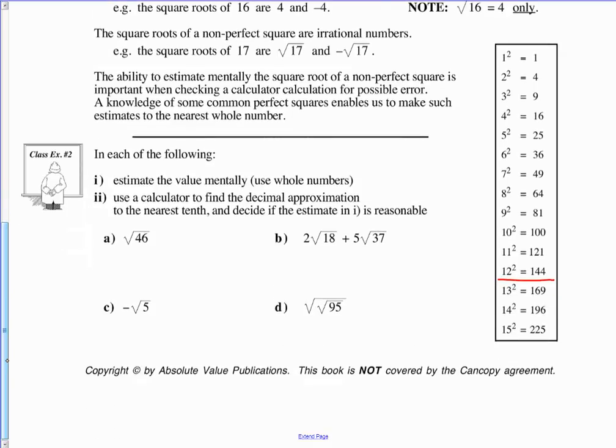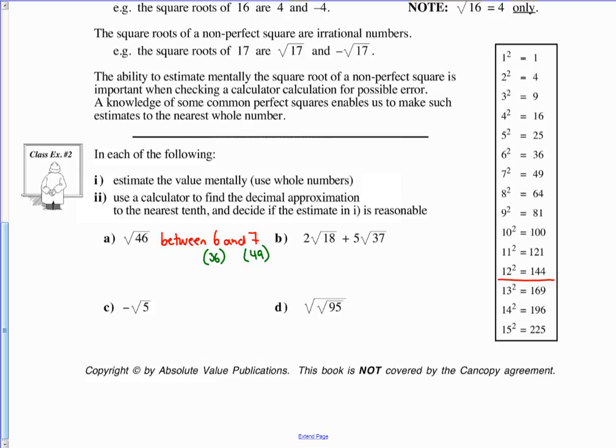So what this question is asking us to do is estimate the value mentally. So if I look at root 46, where will it lie? Between what two whole numbers? Between 6 squared and 7 squared. Between 36 and 49. I'm probably closer to who? 36. No, closer to 49. Yeah, that's what I thought. So the answer will be between 6 and 7, if you know your perfect squares, because 6 squared is 36, 7 squared is 49. So it's between those two numbers.